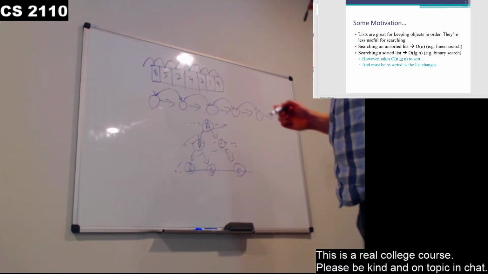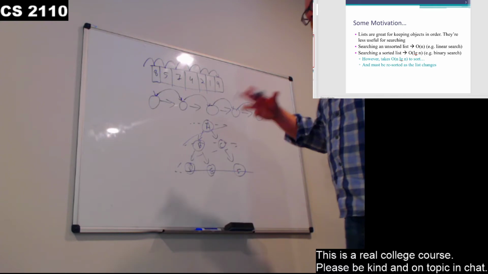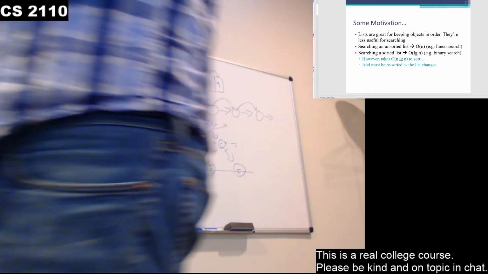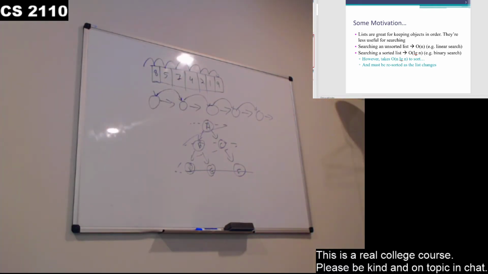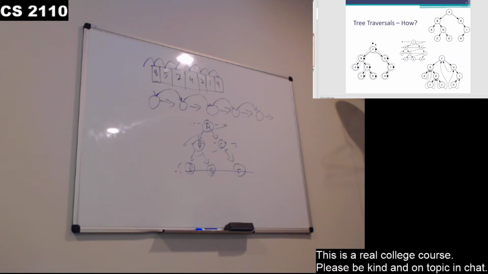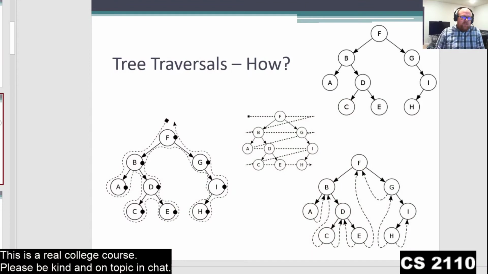I could also, however, visit them in some different ways, and we're going to look at some today. For example, maybe I visit the nodes like I do here. I go down the left, and I keep looping around the outside like this. Or maybe I visit the nodes this way. There's a number of ways to do it, and it turns out to be fairly straightforward.